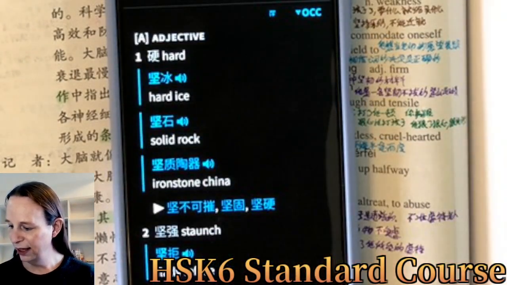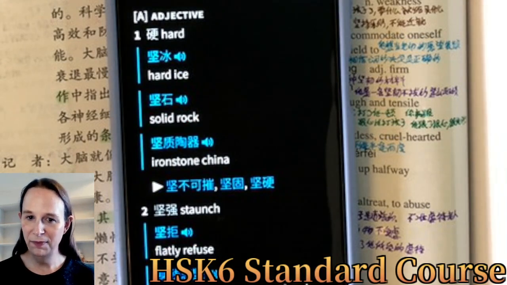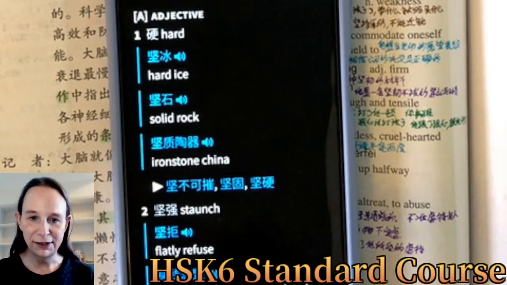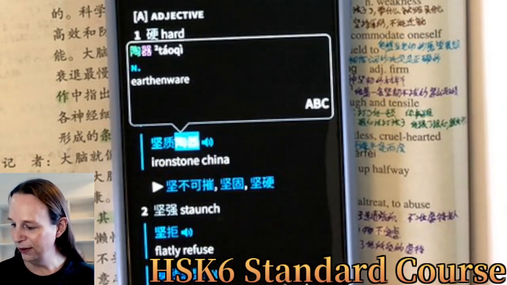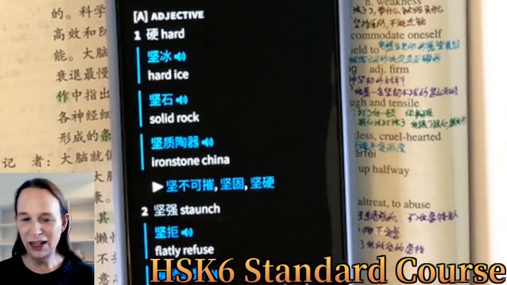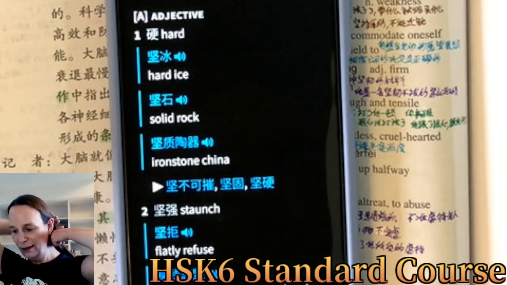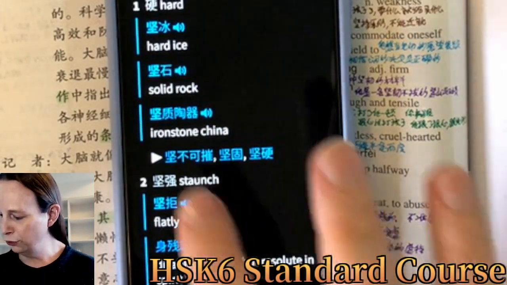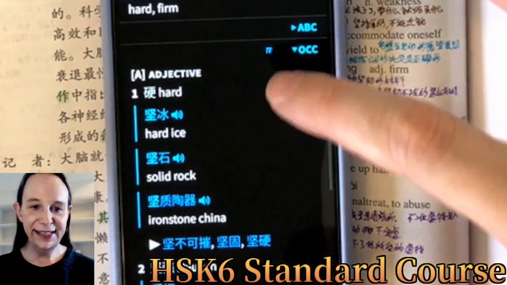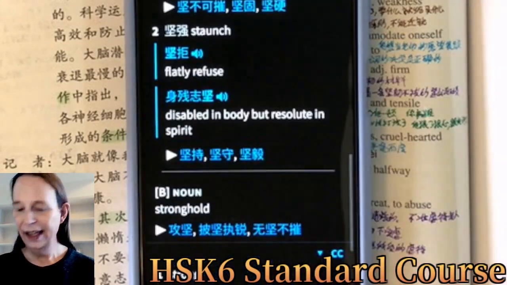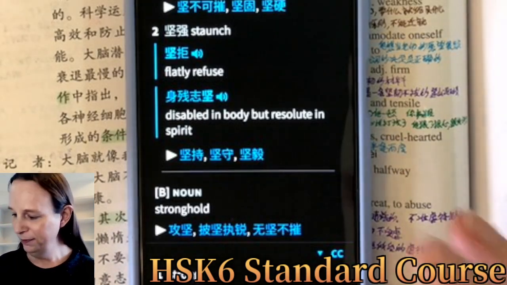Okay, 坚冰坚石坚质陶瓷 Okay, so 质 here is material. So 坚质 will be a firm or strong material. 陶器 is pottery. China, no, it's pottery. Earthenware. Pottery. China is 瓷器. I think they're different. Or at least they're different in English. 坚不可摧, indestructible. So physically hard, strong, tough. And this is 坚拒. 拒 is 拒绝. So firmly refuse, flatly refuse.